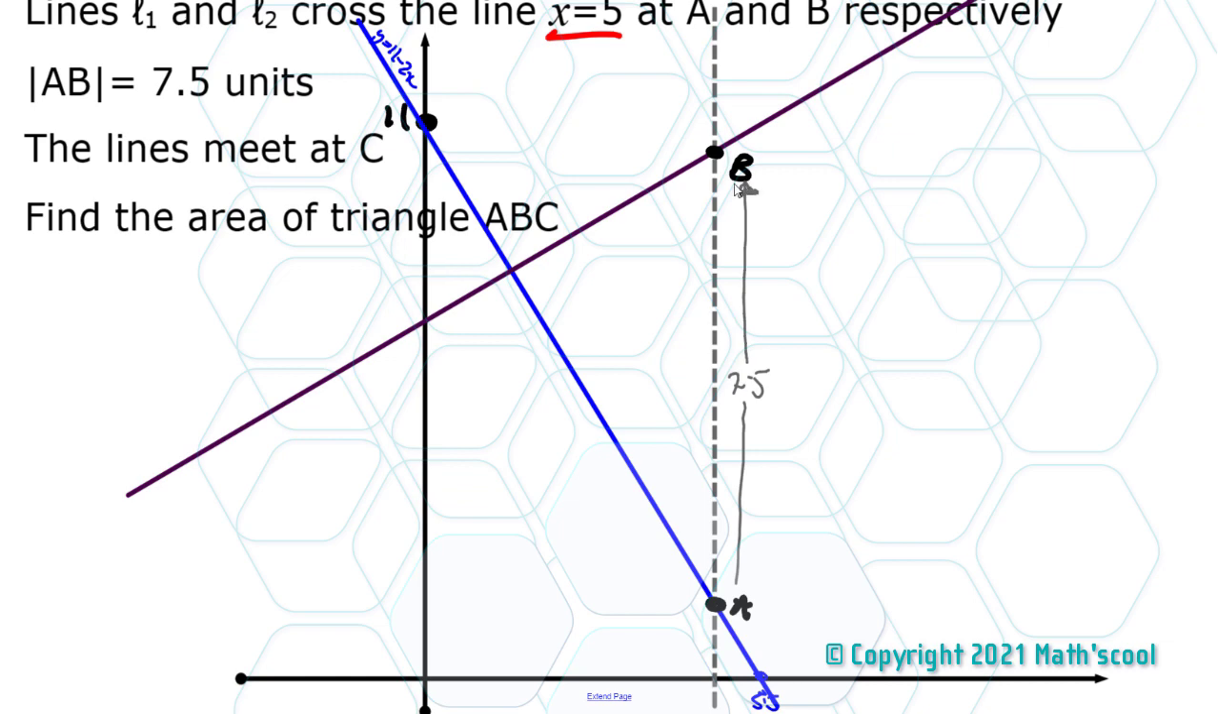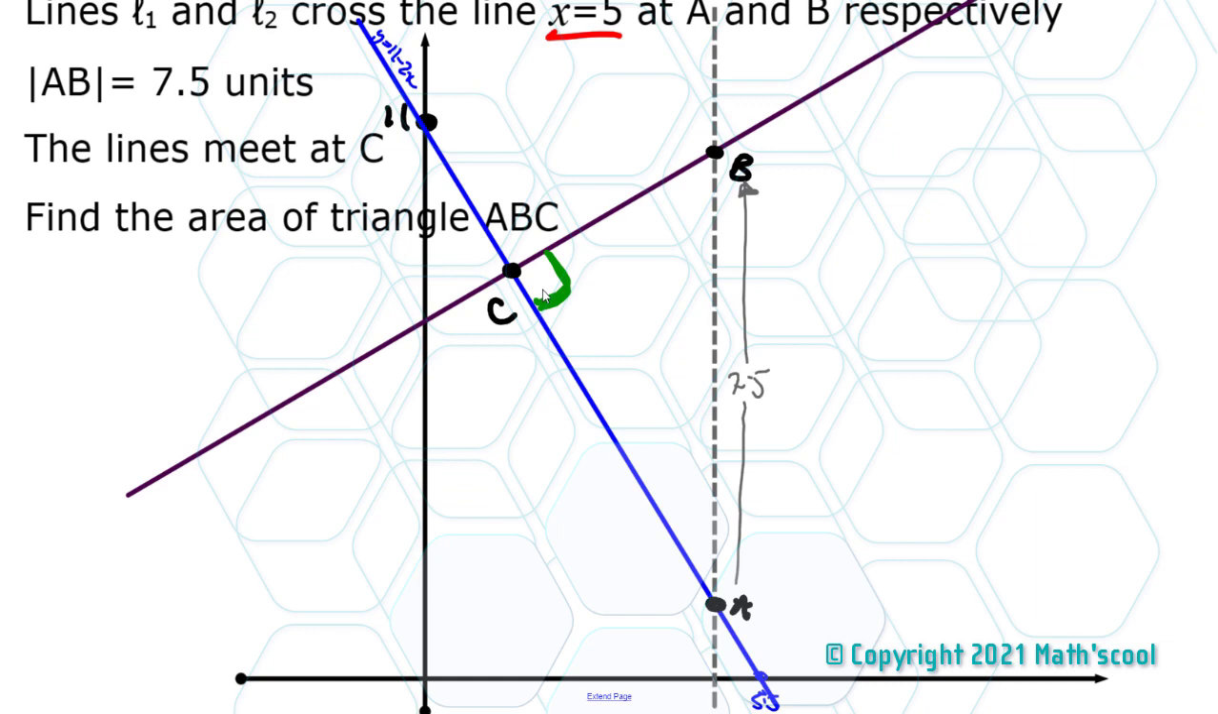The lines meet at C. Find the area of triangle ABC. Okay, now it's all starting to make sense. The diagram has helped me enormously. They're perpendicular, so I'll just put in my 90 degrees here, my foot of my perpendicular. And let's get cracking with working out.